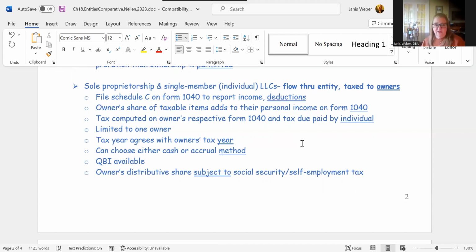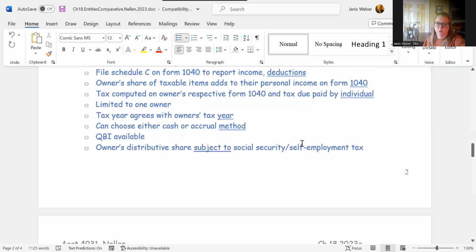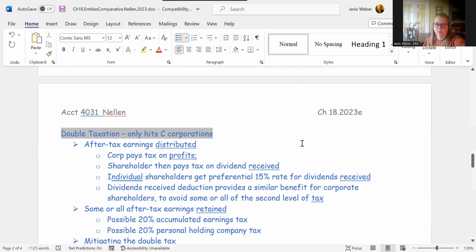The business is the owner in these cases. It's limited to one owner. The tax year obviously agrees with the owner's tax year because it is the owner. And then you can choose either cash or accrual, assuming no inventory. If you have inventory, you at least use an inventory accrual for the inventory. And then the qualified business income deduction is available. The other thing is the owner's distributive share is subject to Social Security and self-employment tax. So whatever the bottom line on the Schedule C or the Schedule F is, it's going to be taxable for Social Security. That means self-employment.